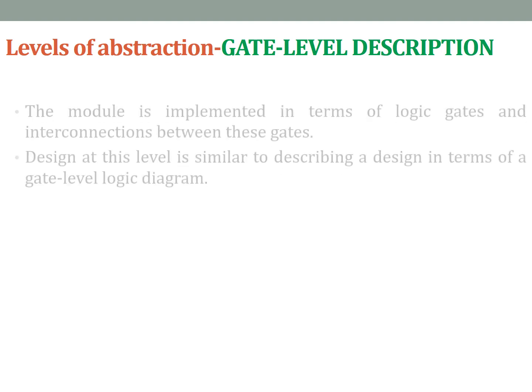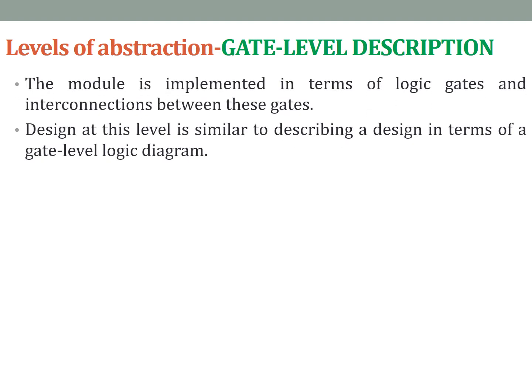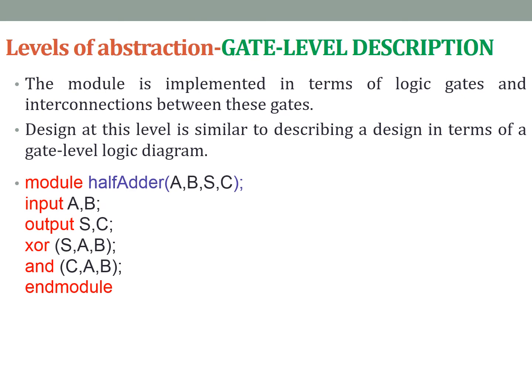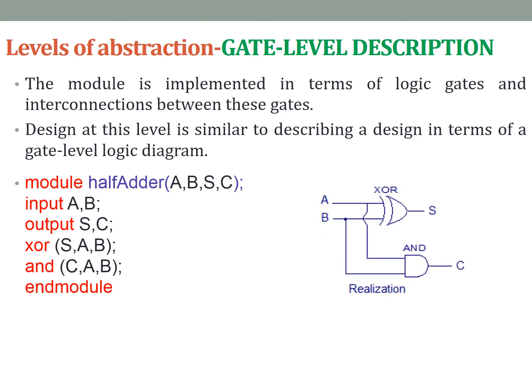The third level of abstraction is the gate level description. So as the name suggests, in gate level description, we implement the module in terms of the logic gates and the interconnection between these gates. So designing at the gate level description is similar to designing at the gate level logic diagram. So the same half adder example which we have designed, we have obtained the gate level logic diagram of a half adder, which is made up of one XOR gate and an AND gate.